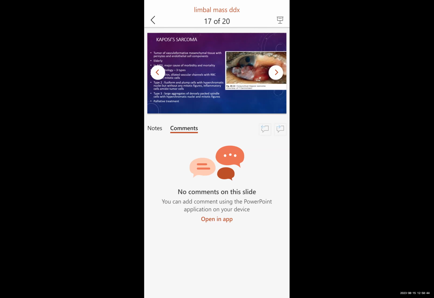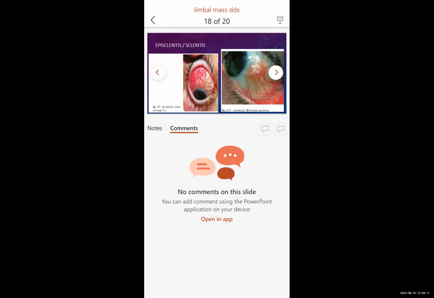Kaposi sarcoma is a vasculoformative mesenchymal tissue tumor with spindle and endothelial cells, seen in AIDS patients, that is seropositive patients, and the elderly, histologically classified into 3 types. First type without mitotic cells, second type without mitotic figures but with hyperchromatic nuclei, third type with hyperchromatic nuclei and mitotic figures. Episcleritis and scleritis are conditions which may also present at the limbus or a few millimeters from the limbus.